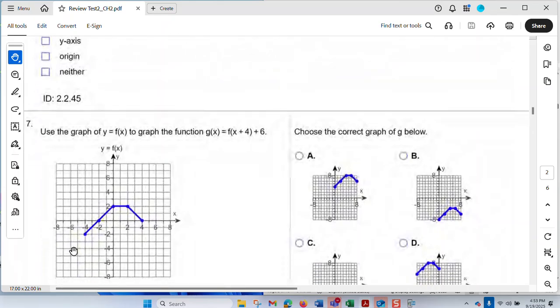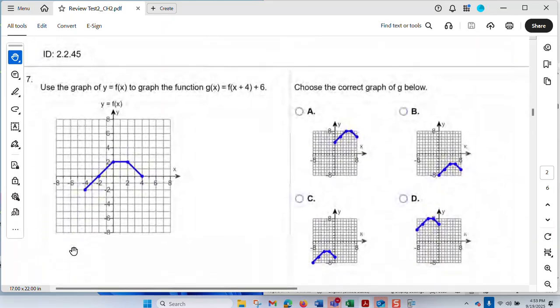Okay, number 7 is another reading graph problem. So how do we read this graph? This one is f of x, right? And then g of x is going to be equal to f of x plus 4 in parentheses, and then plus 6. One thing: the y-axis is easier. This plus 6 is outside the function, so that means this one is moving vertically, on the y-axis.